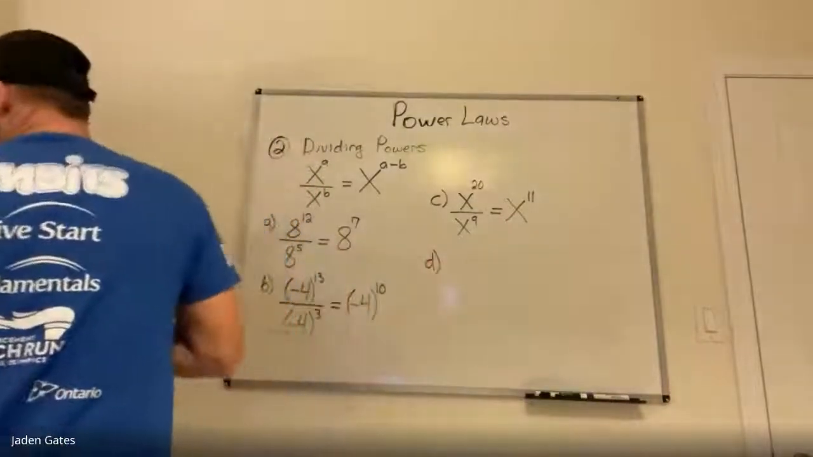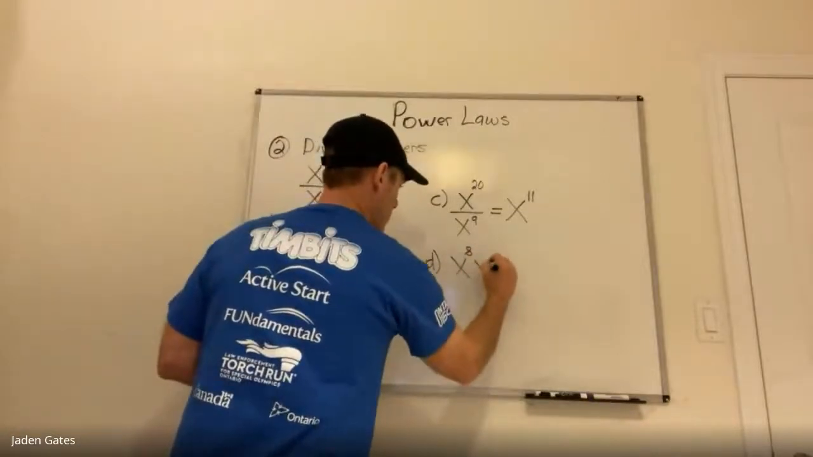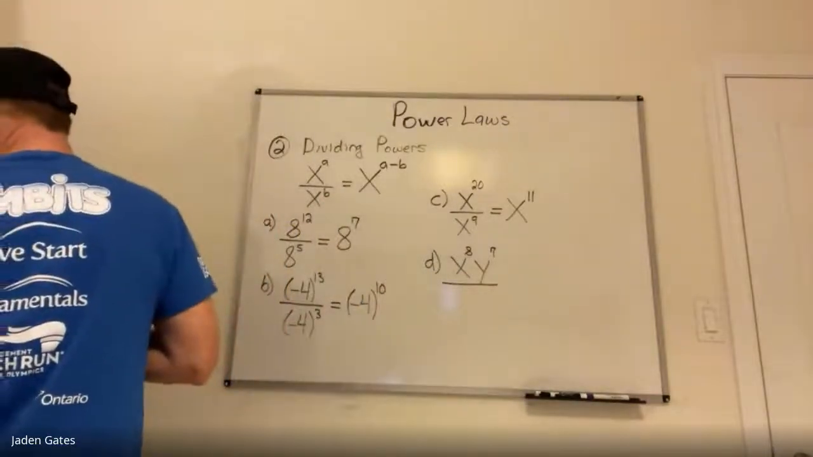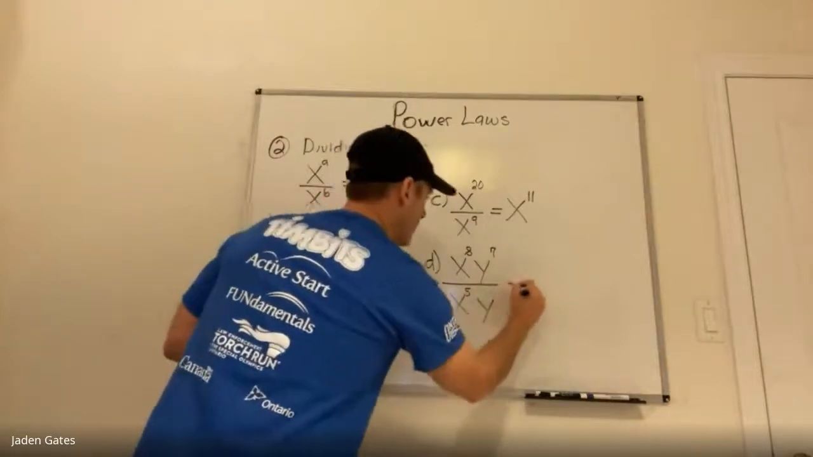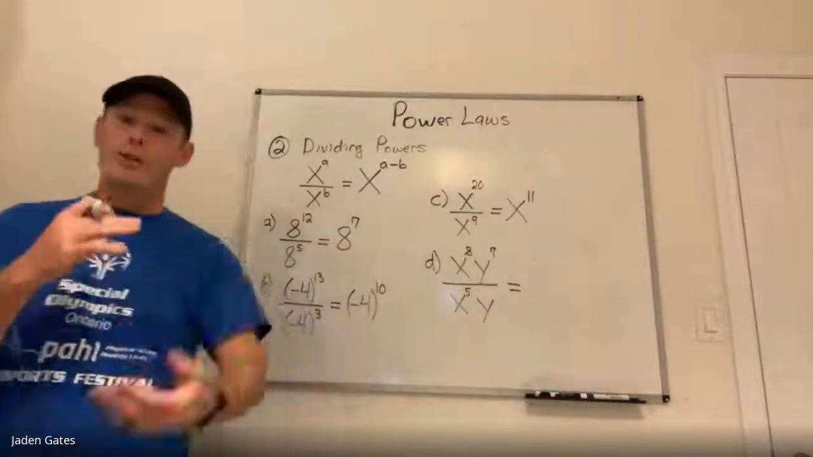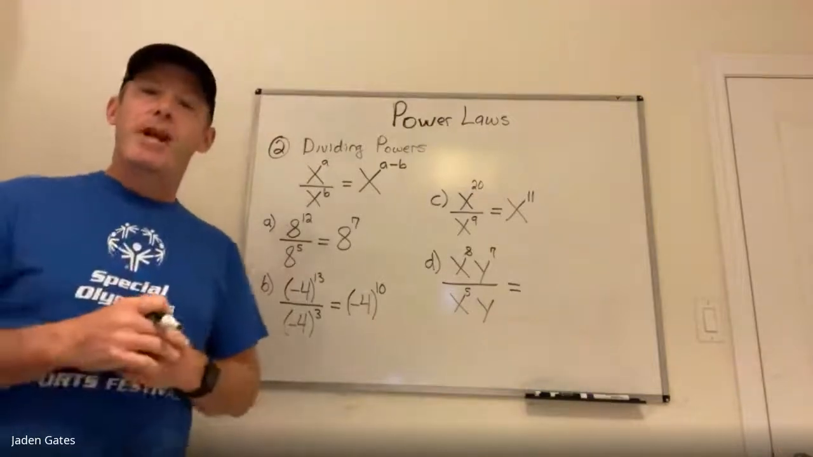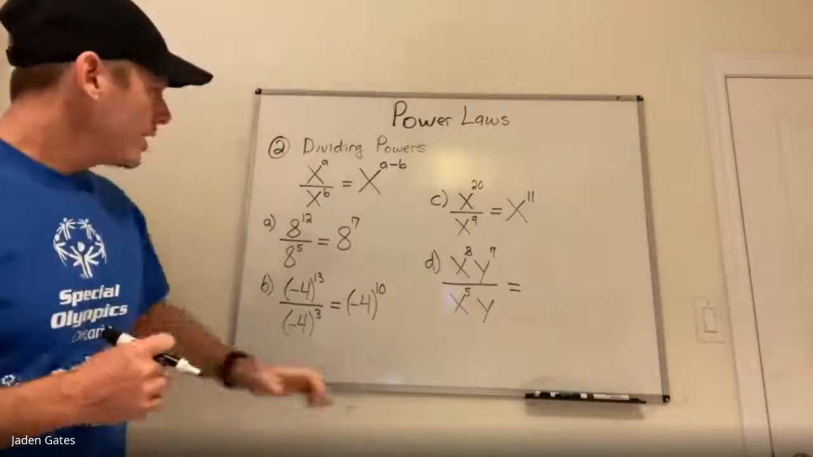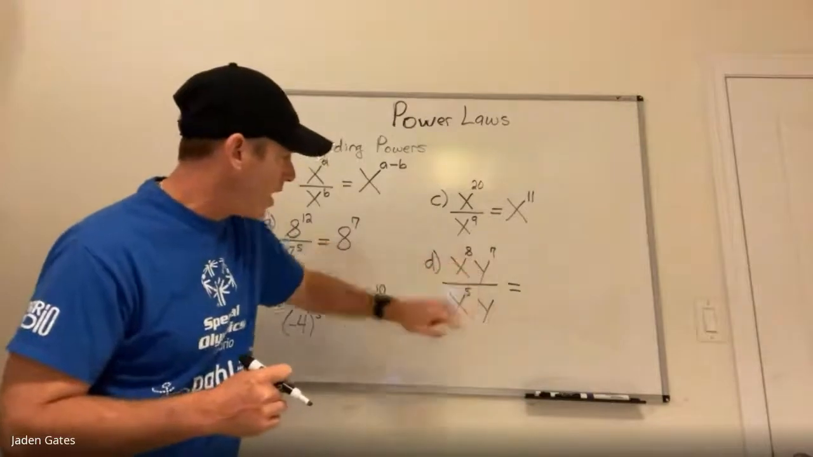All right, one more. Let's see here. We have something like x to the power of 8 times y to the power of 7 divided by, let's see here, x to the power of 5 and a y. All right, so again, we have a term on the top that has two different bases, but we also have a term on the bottom that has two different bases. But again, if they have the same base, I can divide those powers. And so I'm going to divide the x base powers. I'm going to divide the y base powers.